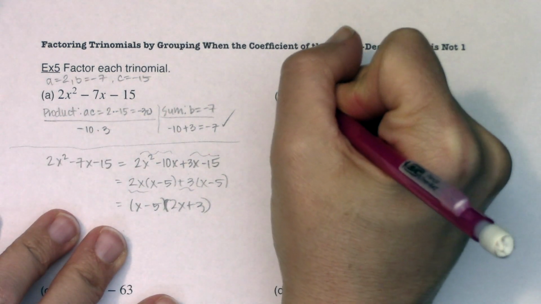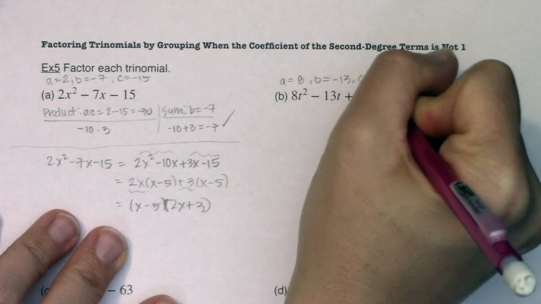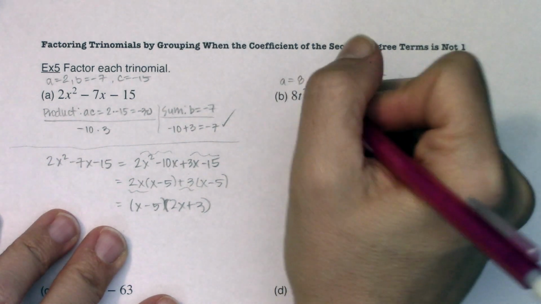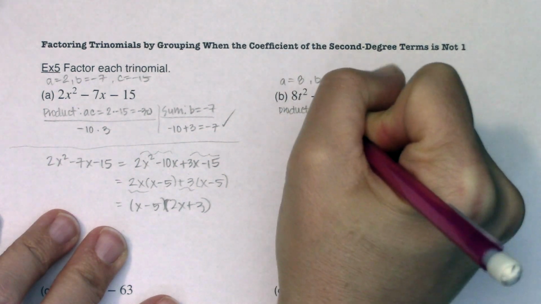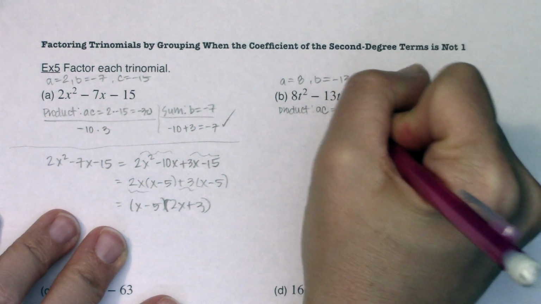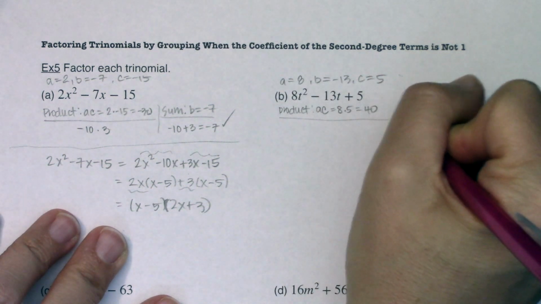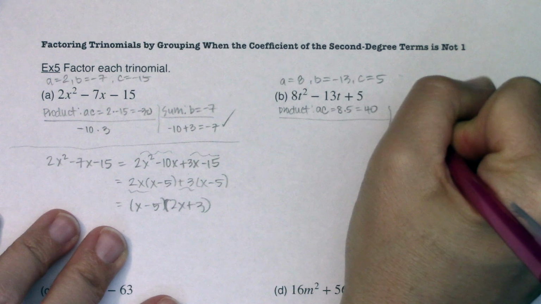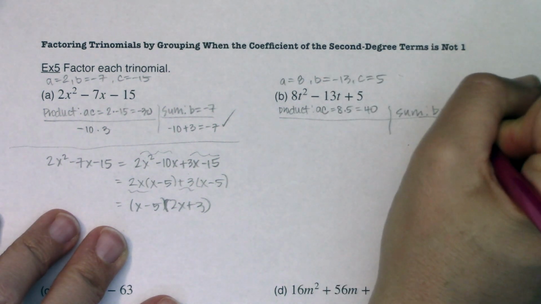All right, so here we had what? A is 8, B is -13, C is 5. Let's go ahead and take a look at this. So the product is always AC, so in this case that is 8 times 5, which is 40. All right, and then I need the sum. Let's see, what was my B value here? It looks like it was -13.